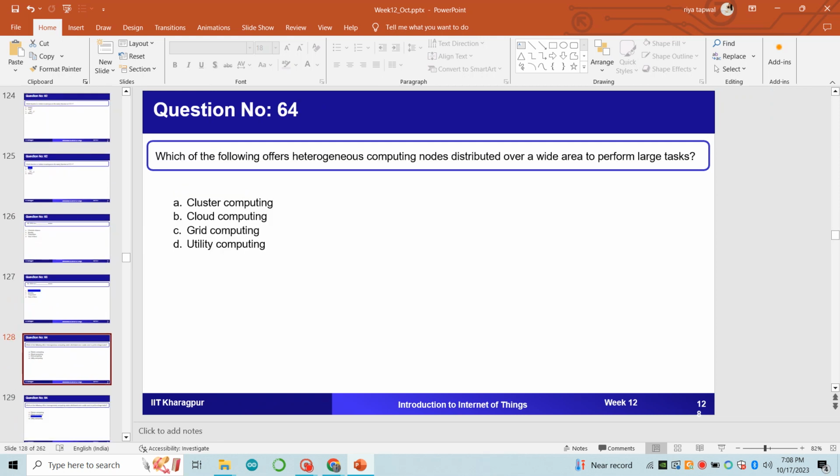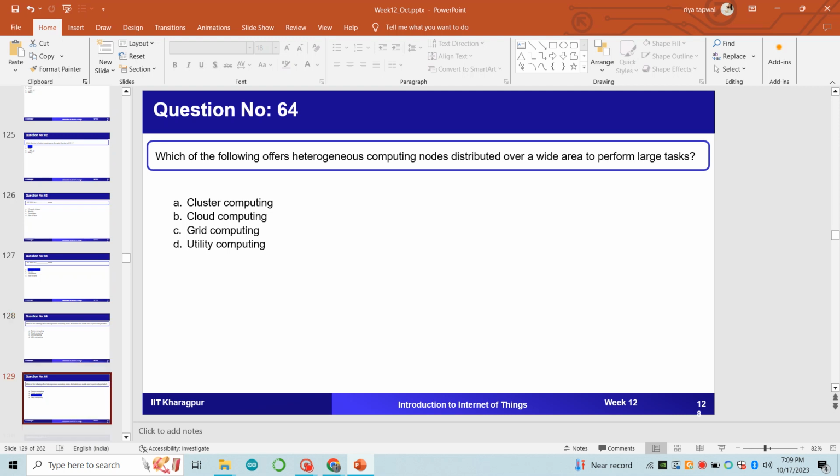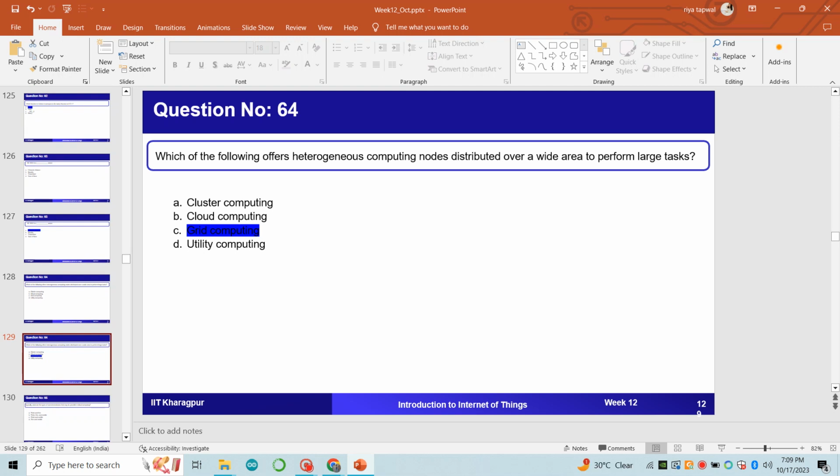Next question is, which of the following offers heterogeneous computing nodes distributed over a wide area to perform large tasks? Options are cluster computing, cloud computing, grid computing, utility computing. It's grid computing. Right, grid computing is correct.